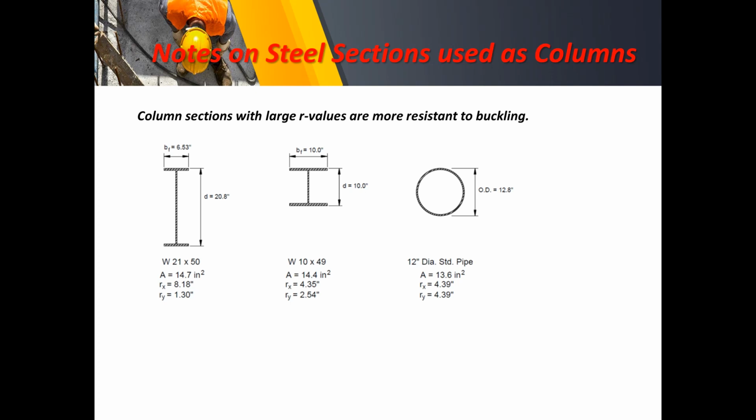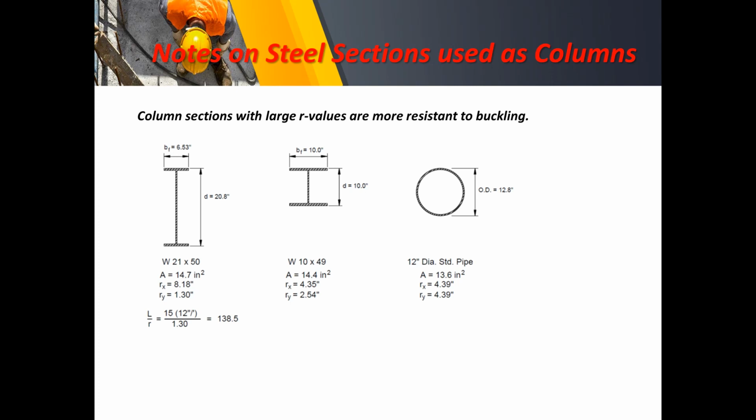So notice here that the first section has a wider range of values, a wider difference of values on Rx and Ry, while on the second section the difference between Rx and Ry is getting nearer, while on the hollow tubing we have an equal value for Rx and Ry. So let us try to compute the slenderness ratio based on that.